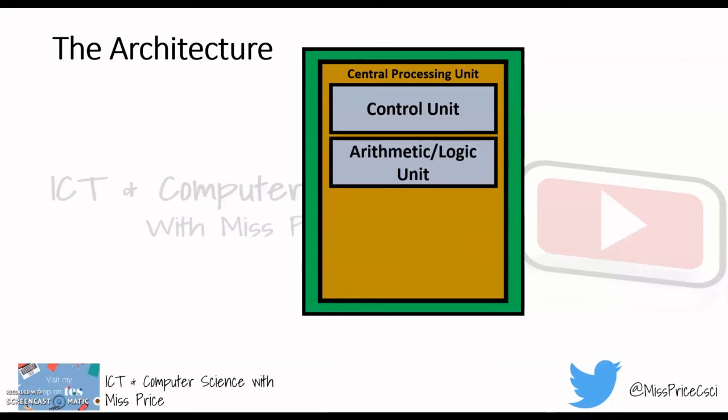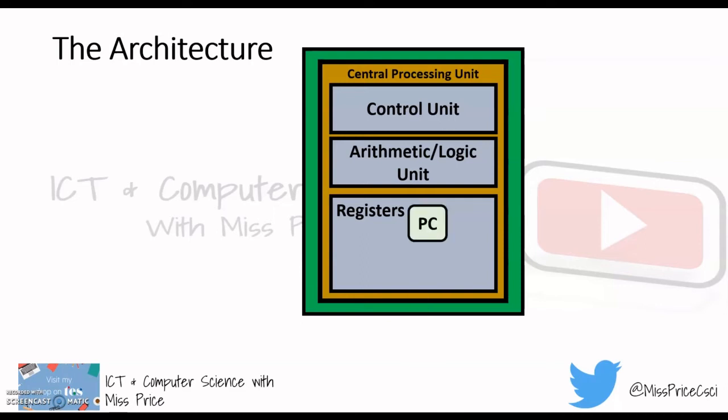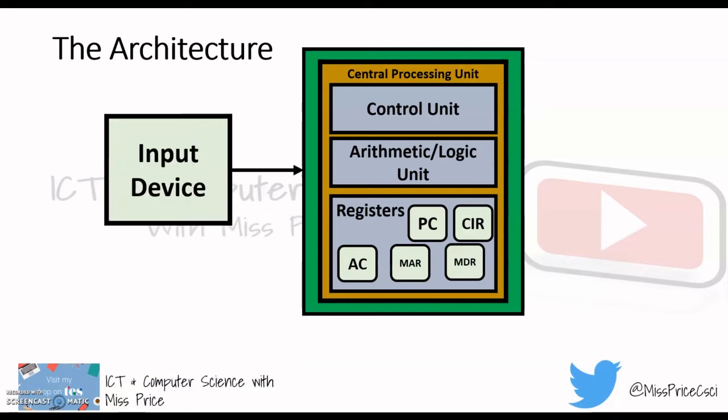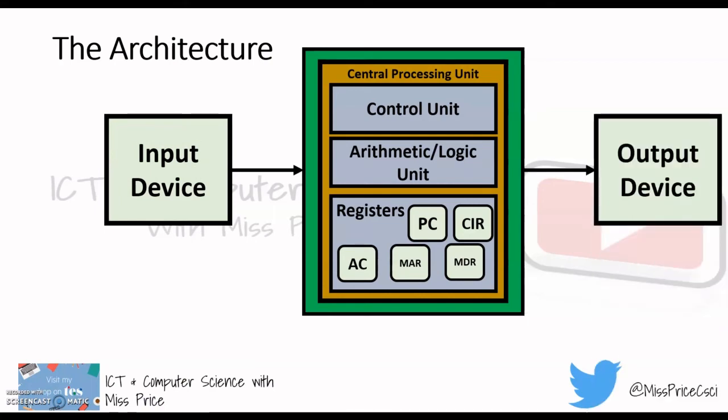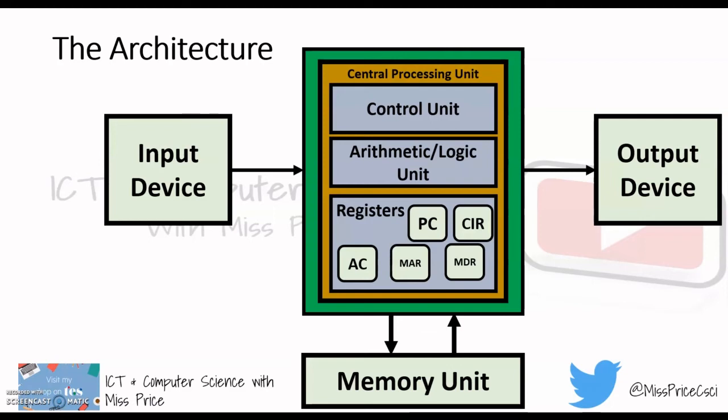Then you have the arithmetic logic unit, the registers, and in the registers section you've got your individual registers, which are the program counter, the CIR register, obviously we go through these in detail, the AC, the MAR and the MDR. Now I'm going to go through all of these registers during the course of this video, so you'll see what they are. Then you've got your input device and your output device, and then you've got your memory unit, which feeds to and from, and then obviously the instructions.